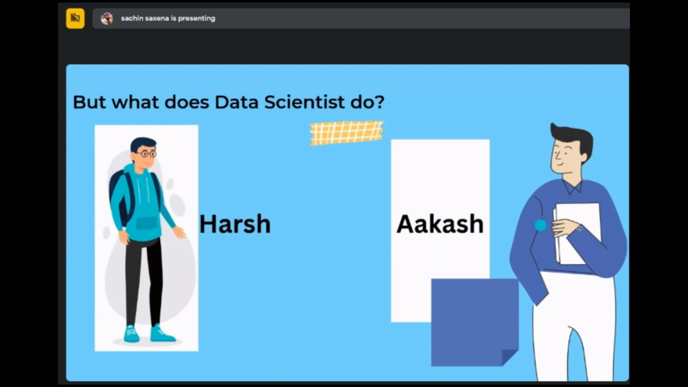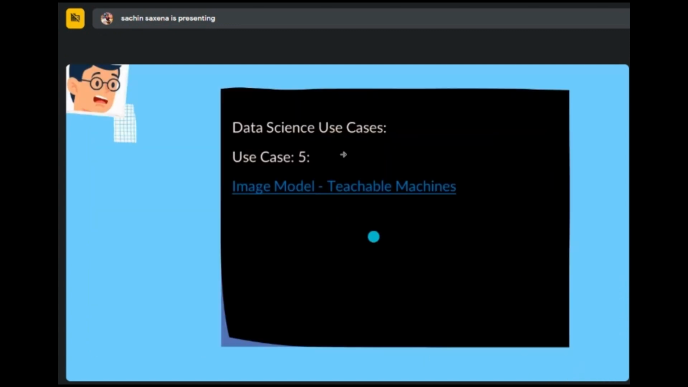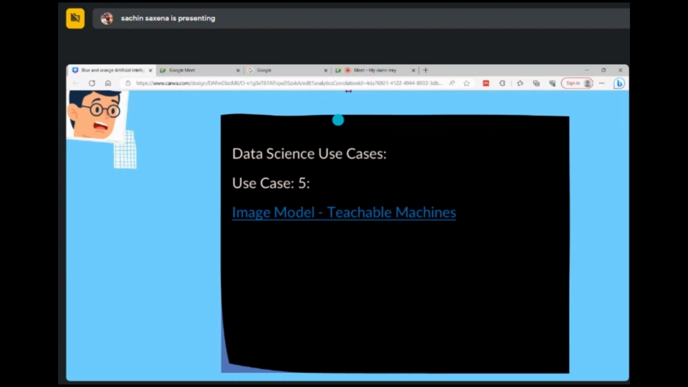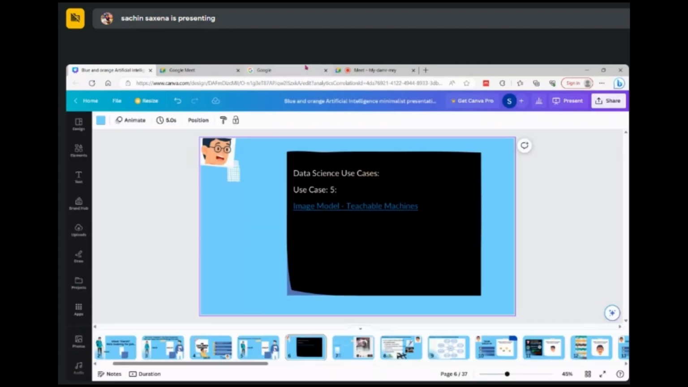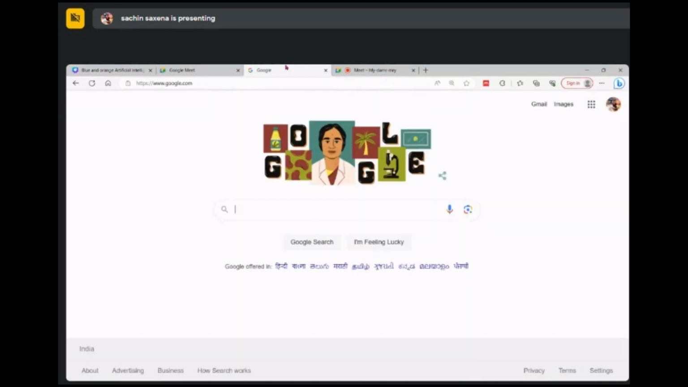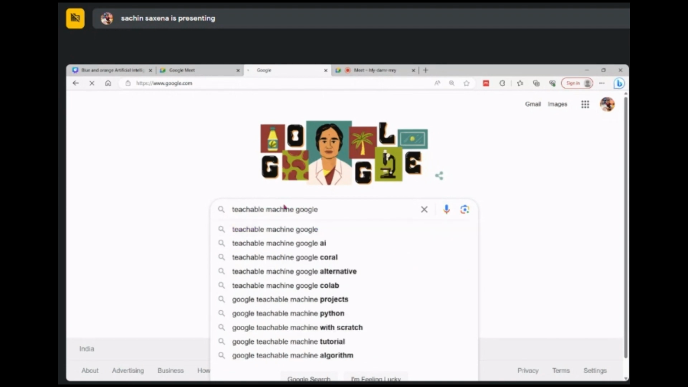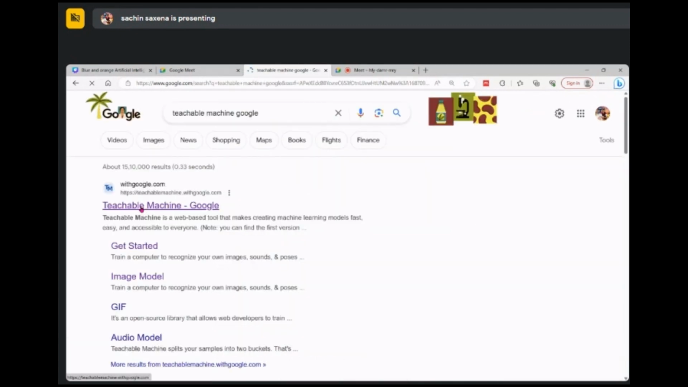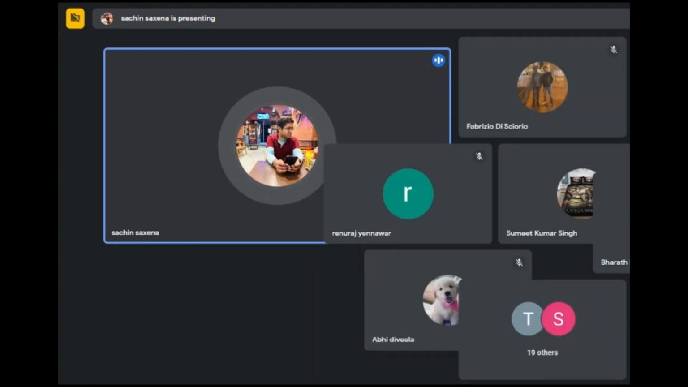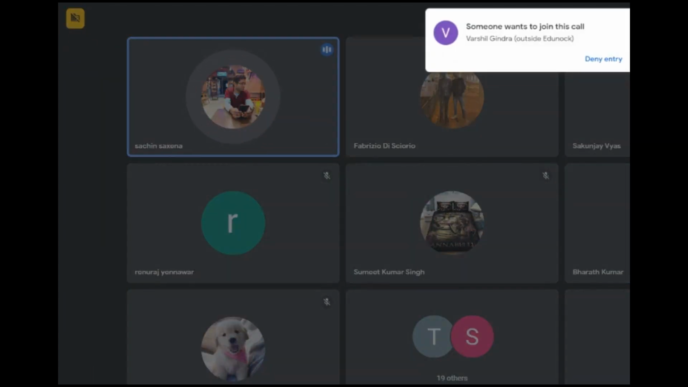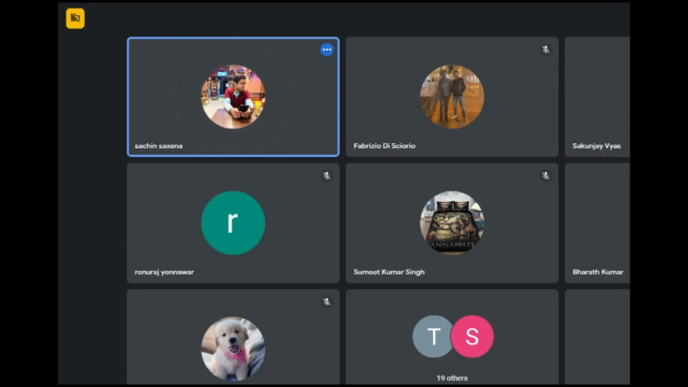So he showed a small project there, using the Teachable Machine image model. He just goes to Google and searches for Teachable Machine, given by Google. All right. It is based on a machine learning project, which is most of the time used in data science and machine learning IT companies, right?